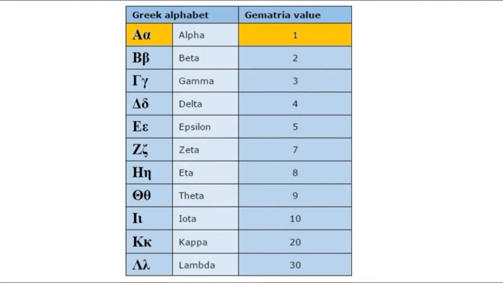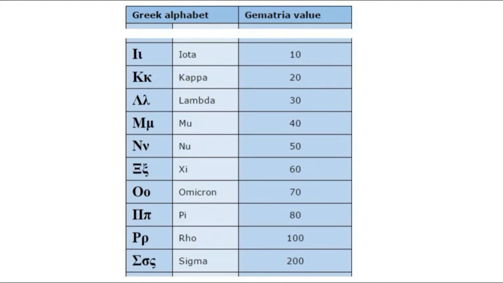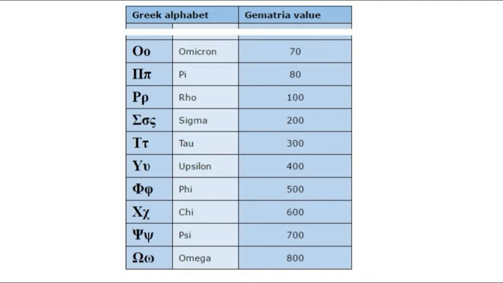To the first letter, alpha, we assign number 1. To the second, beta, we assign number 2. To the third, gamma, number 3. And so on until we reach number 10, and then jumping from 10 to 10 until 100, and then from 100 to 100. In Greek, there's a peculiarity.